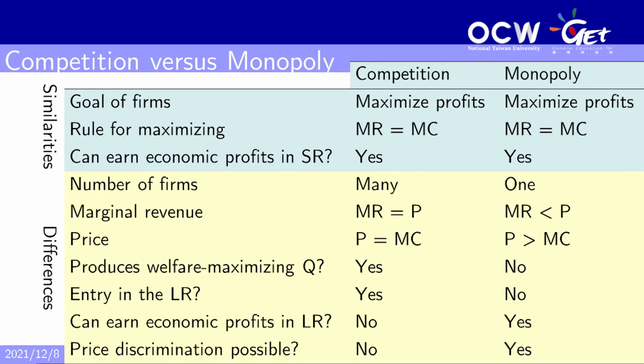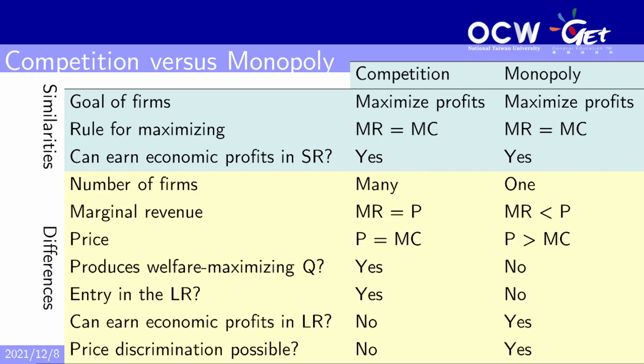But now the other rows are the differences. For the competition, there are many firms. Monopoly has only one firm. Marginal revenue equals price under perfect competition, but marginal revenue is smaller than price. The MR curve is below your demand curve when you have a monopoly. So the competitive firm prices at marginal cost, but the monopoly charges a markup, so price is above marginal cost. Because of this, the welfare maximizing quantity is produced under perfect competition, but not under monopoly. You're producing less than the welfare maximizing quantity.